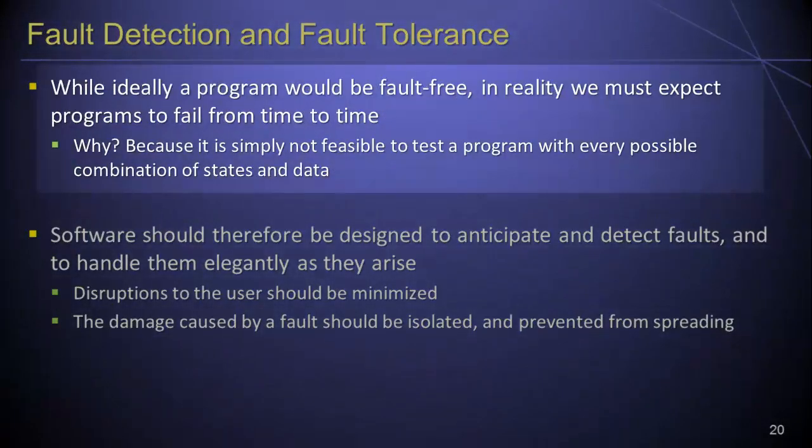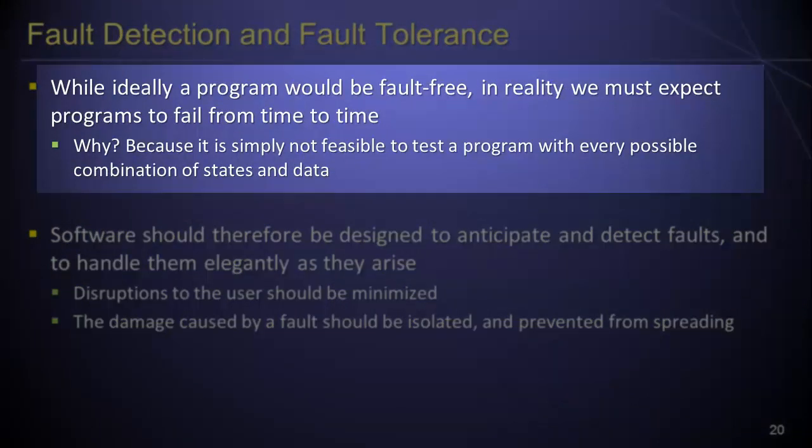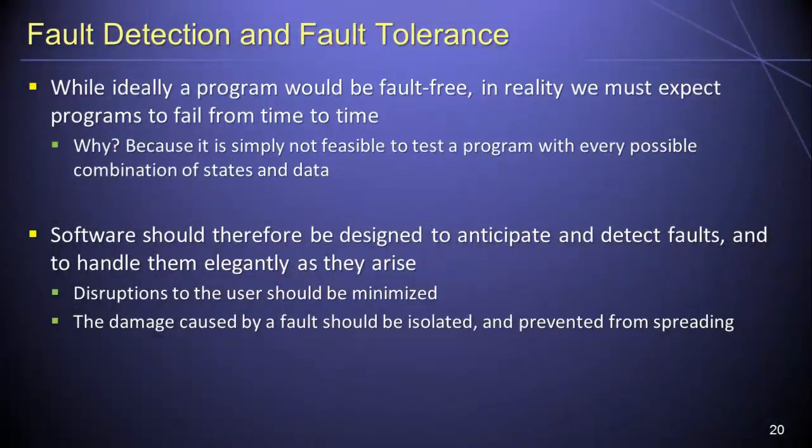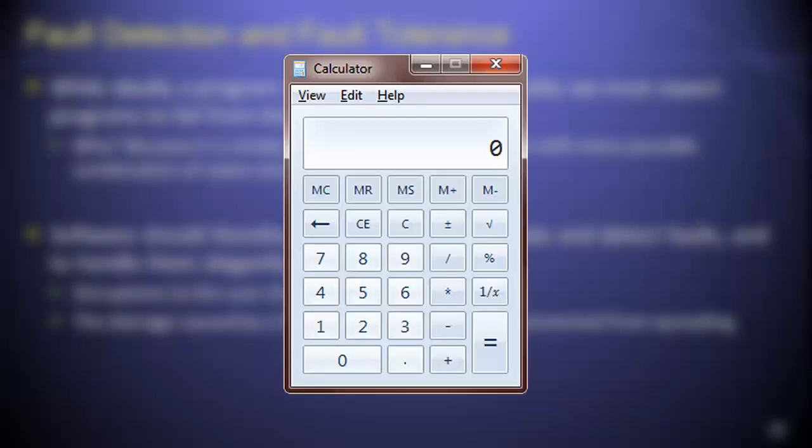Although in an ideal world our software programs would be entirely free from faults, in reality we must expect that our programs will fail from time to time. The reason for this is that it is simply not feasible to test a software program with every possible combination of input values. Consider, for example, even a very simple software program such as a calculator application. Despite the comparative simplicity of such an application, we could supply it with an almost infinite variety of input values, thus making exhaustive testing essentially impossible.